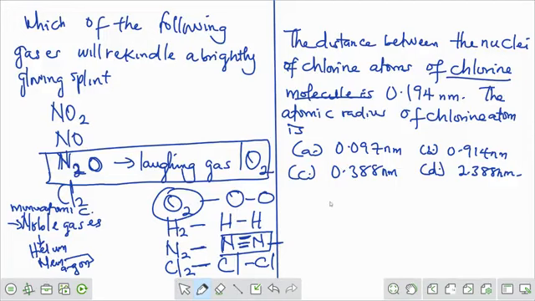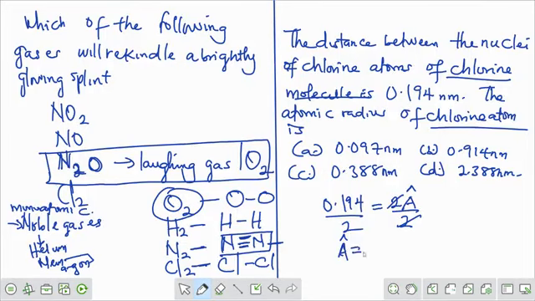Now we have 0.194 as the distance for the chlorine molecule. So it means the atomic radius of the atom will be half of it; the molecule value is two times the atomic radius of the chlorine atom. So 0.194 divided by 2 gives the atomic radius of the chlorine atom as 0.097 nanometer. That will be our answer. I hope you understand.